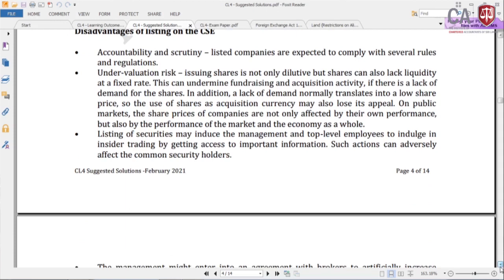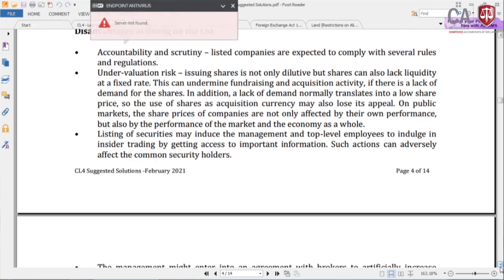Undervaluation risk. Issuing shares is not only dilutive, but shares can also lack liquidity at a fixed rate. This can undermine fundraising and acquisition activity if there is a lack of demand for the shares. In addition, a lack of demand normally translates into a low share price. So the use of shares as acquisition currency may also lose its appeal.